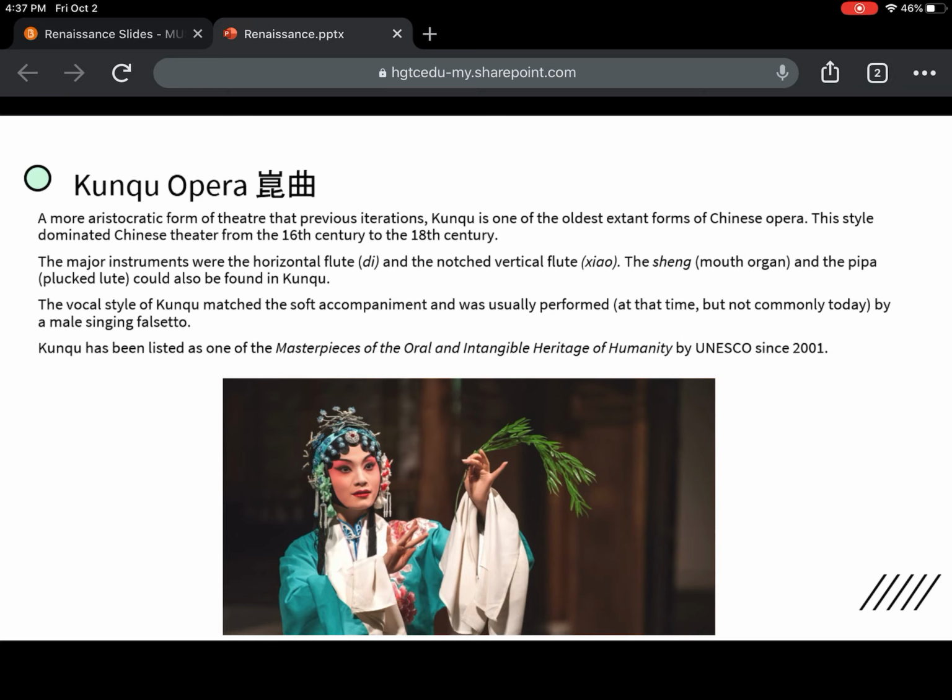The first thing that we have here is the Kunqu opera. Also, I apologize for my pronunciation. I am doing my very best, but we have Kunqu opera. This is a more aristocratic form of theater than previous iterations. Kunqu is the oldest existent form of Chinese opera. This style dominated Chinese theater from the 16th century to the 18th century.